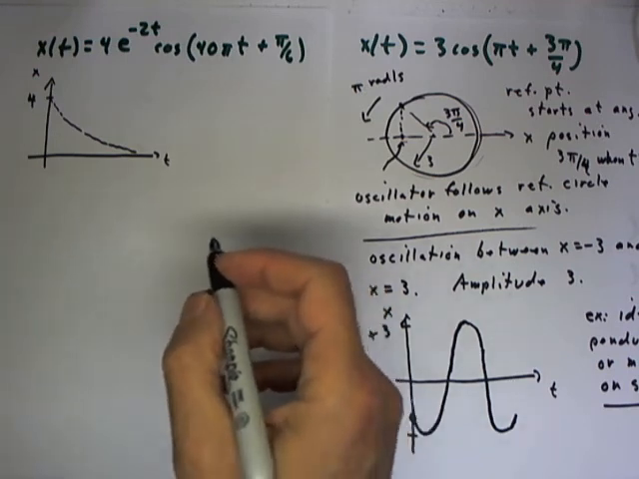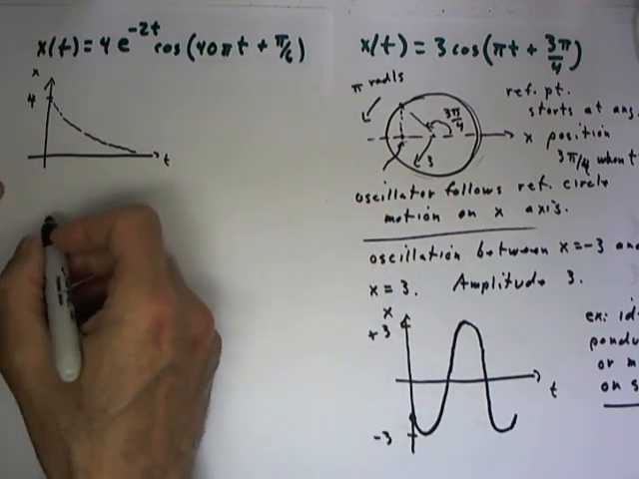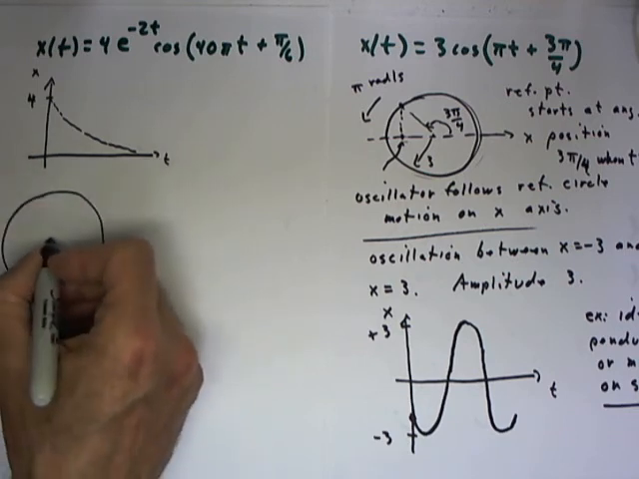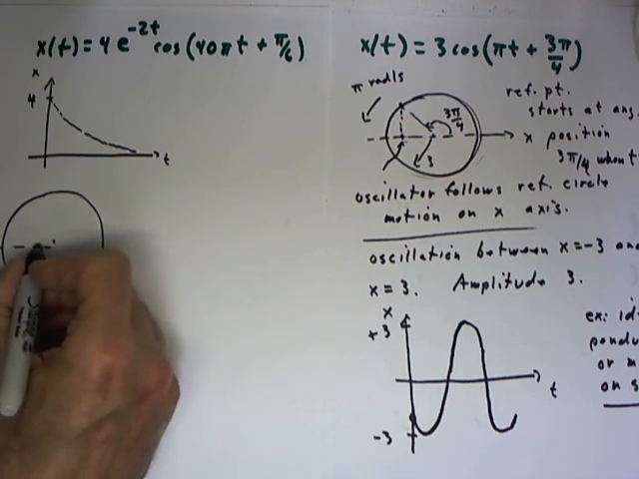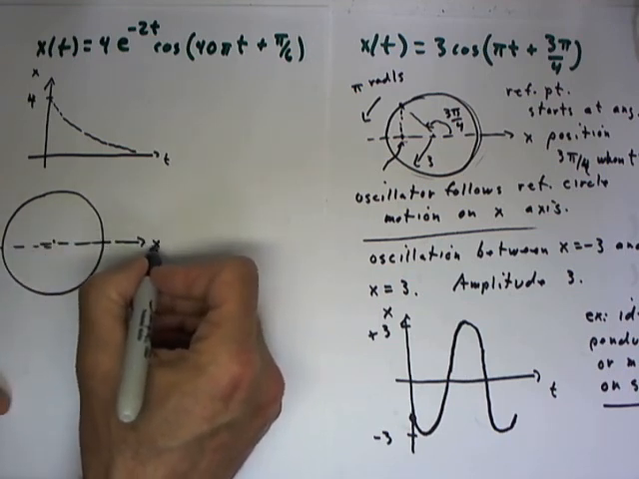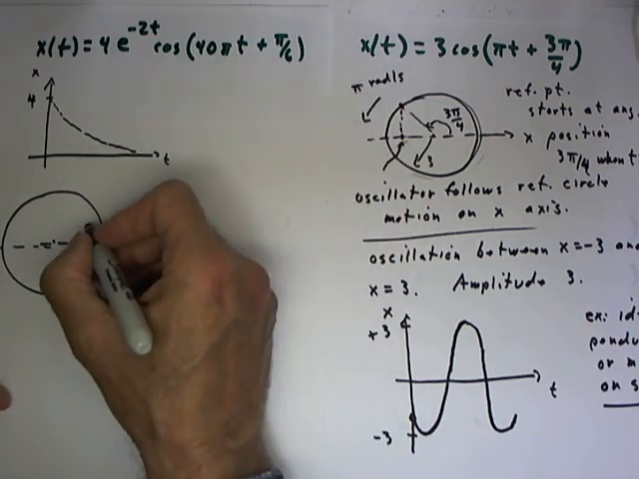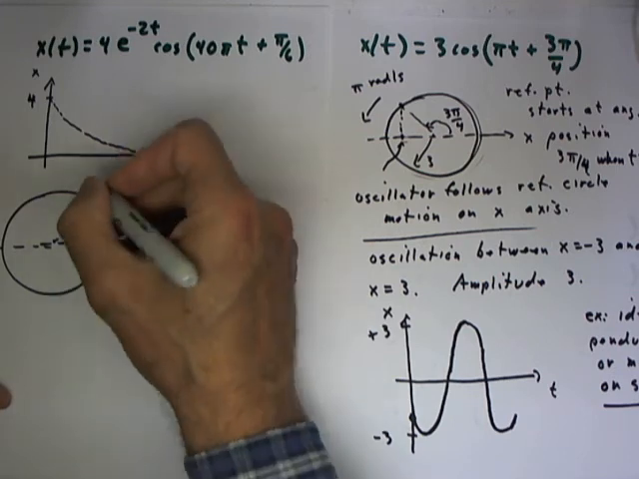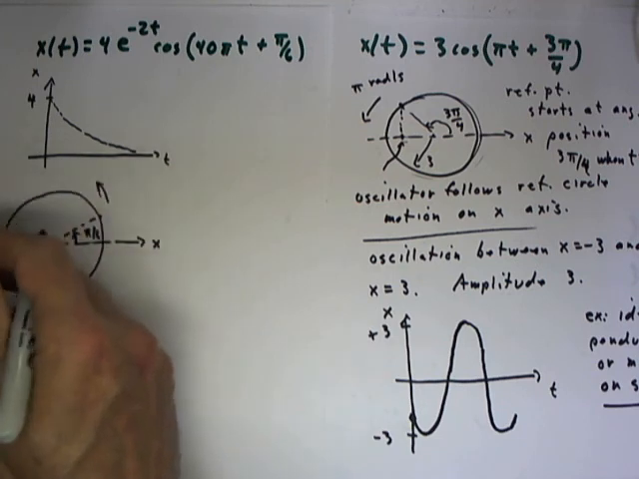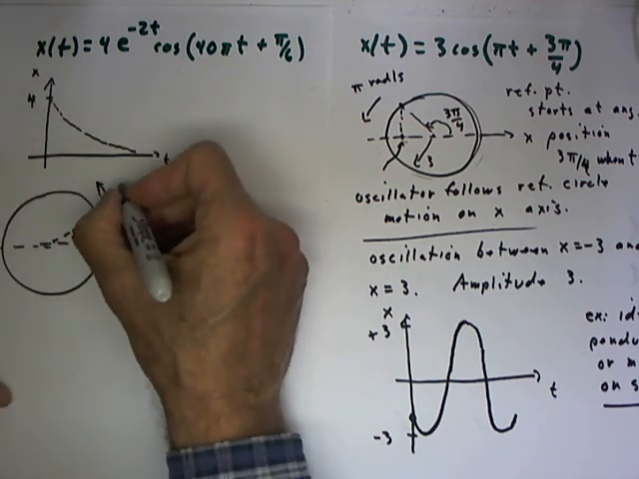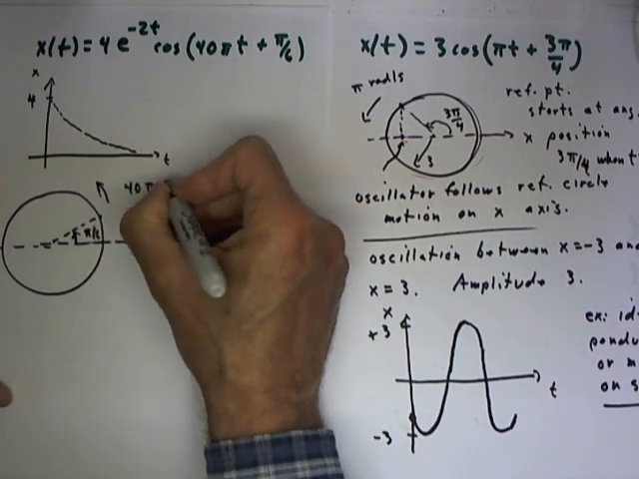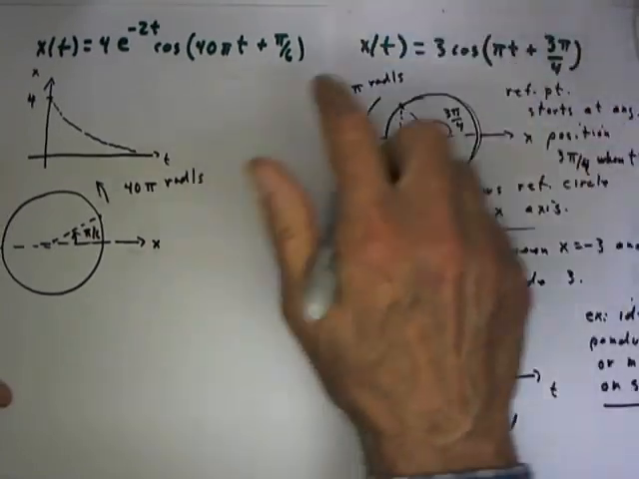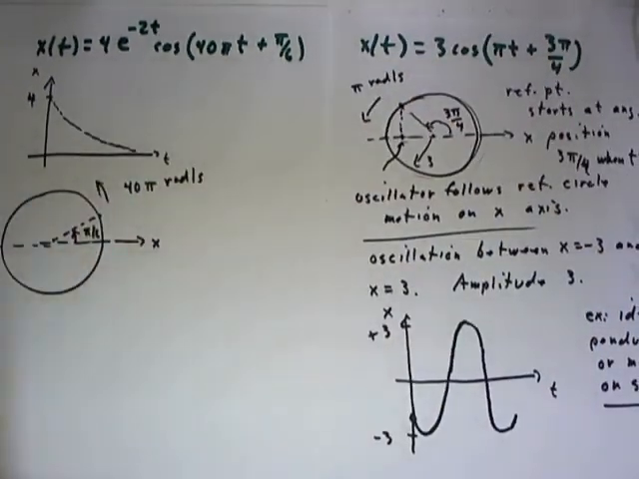Now cosine of 40 pi t, that corresponds to motion around a reference circle, starting at pi over 6. So let's see, pi over 6 would be right here, and moving in this direction with radial velocity 40 pi radians per second. Now that's a lot faster than in the previous example, but we see that the functions have similar representations.